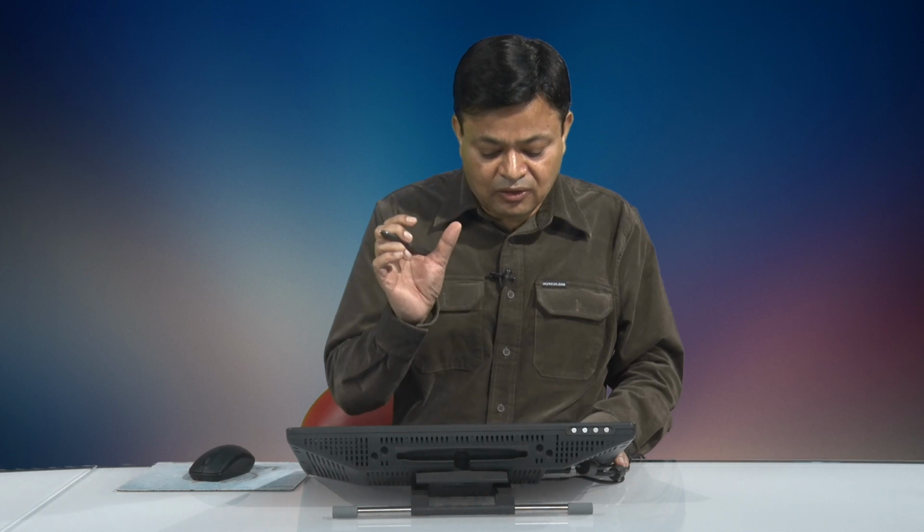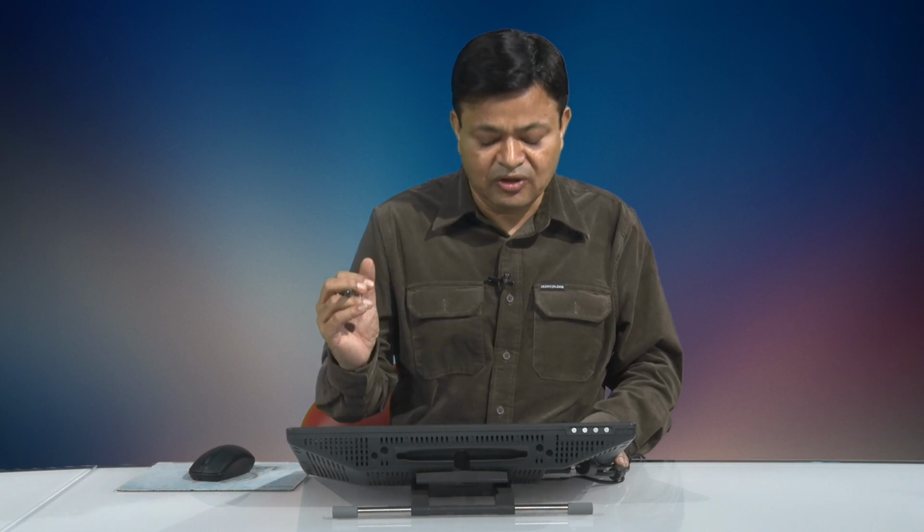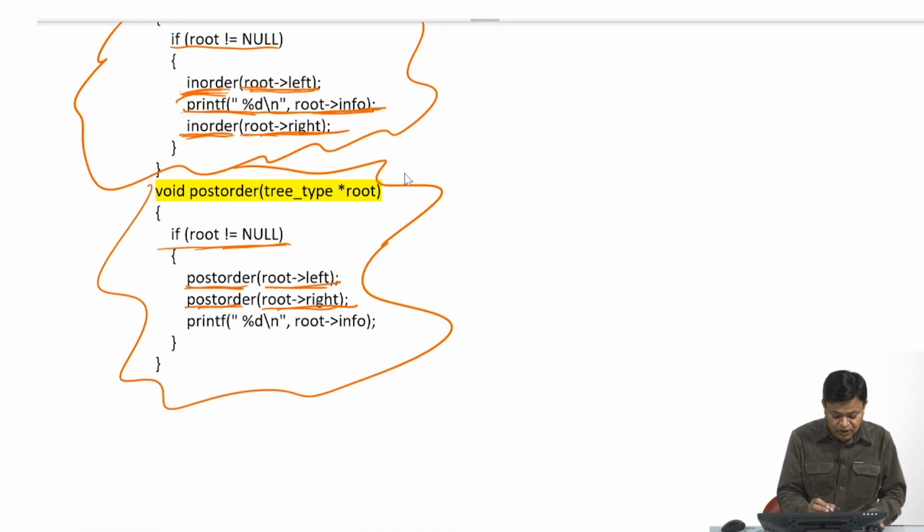It means first of all we go to the left child of the node which we are processing, and we do the same set of activities. Once we come back from left, we go to the right and do the same activities. Once we come back from the right, after that we process that node. It means we print the data at that particular node. So, this is post-order.